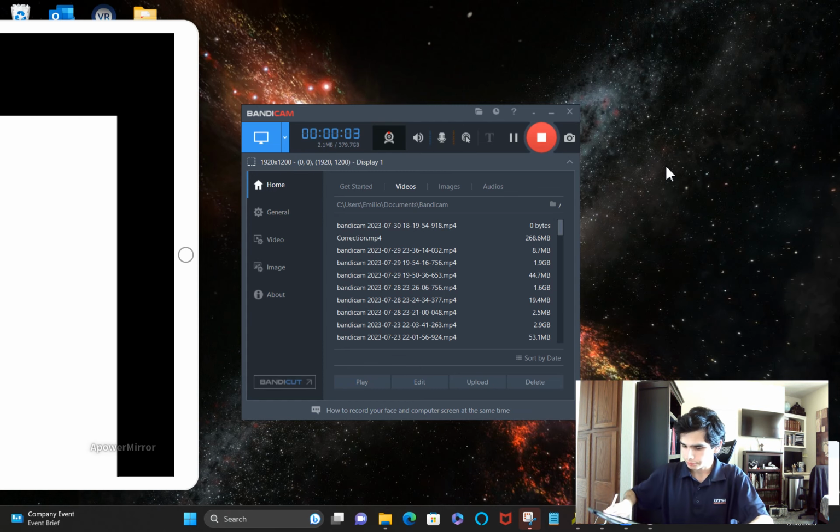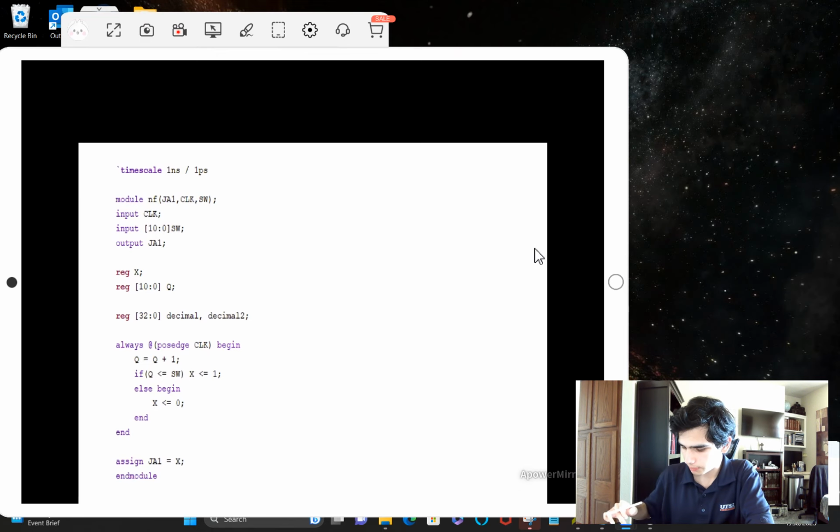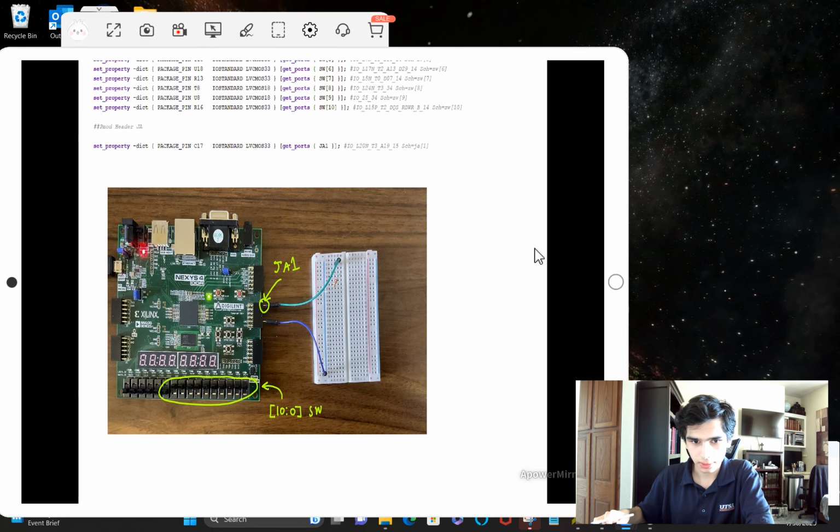Alright everyone, so today we're going to be going over how to use the inputs and outputs of the board, more specifically PWM.